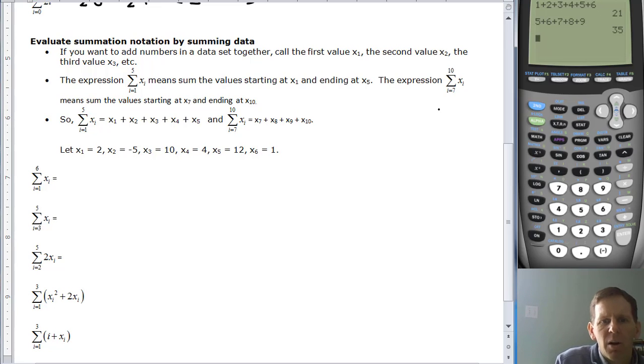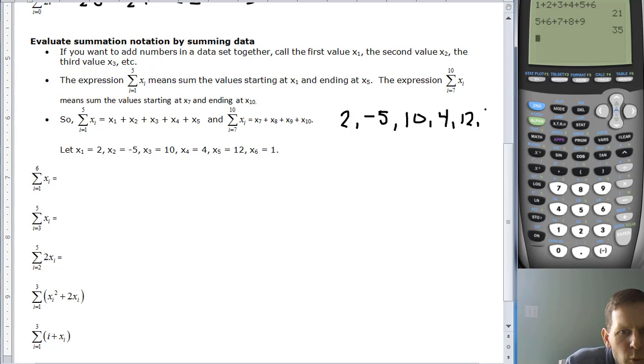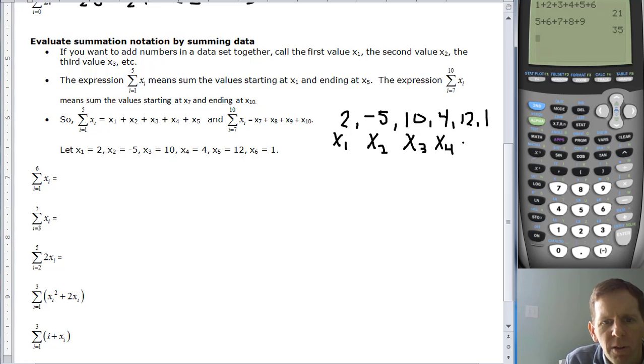The expression you see here means plug in 7 for i, we have x sub 7, end at x sub 10, and add all the values starting at x sub 7 to x sub 10 together. In other words, this is kind of what we're talking about. So imagine you have a list of numbers. Let's say these numbers are 2, -5, 10, 4, 12, and 1. If we write these with our subscript notation, we're going to say that x sub 1 is 2. So we're going to call this first value x sub 1. The second value is called x sub 2. Third value, fourth value, fifth value, sixth value.